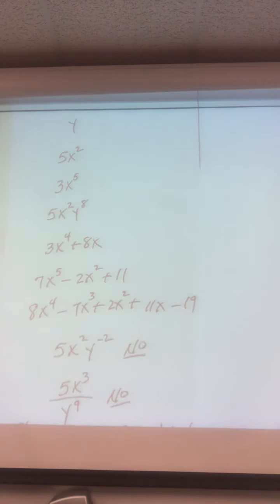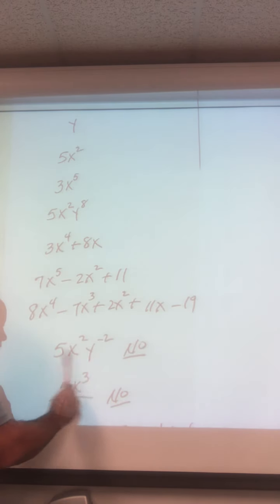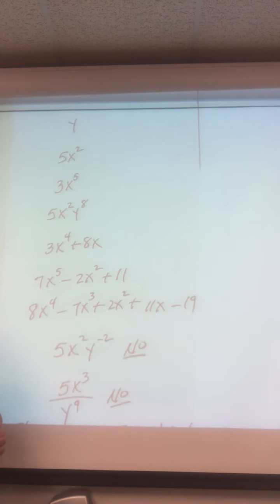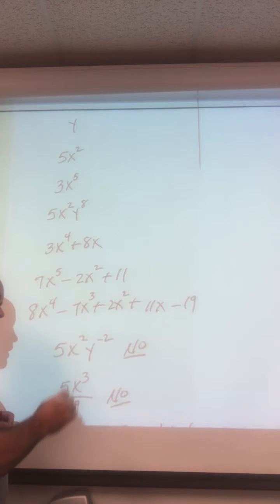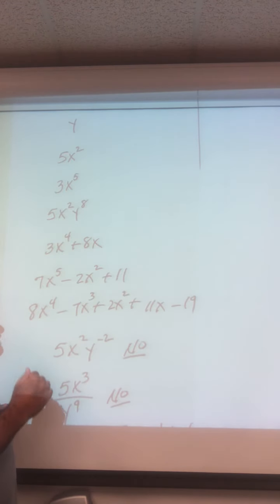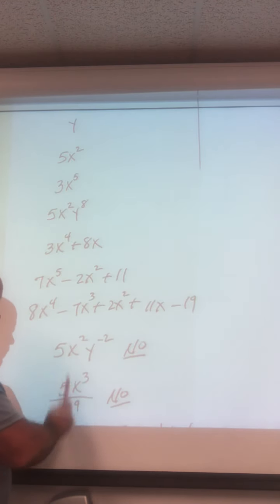So we just give it the name polynomial. Now, you say, well, this is a monomial. No, this is not a monomial because it's not a polynomial to begin with. Once again, to be a monomial, a binomial, or a trinomial, it has to be a polynomial to begin with. Neither one of these are.